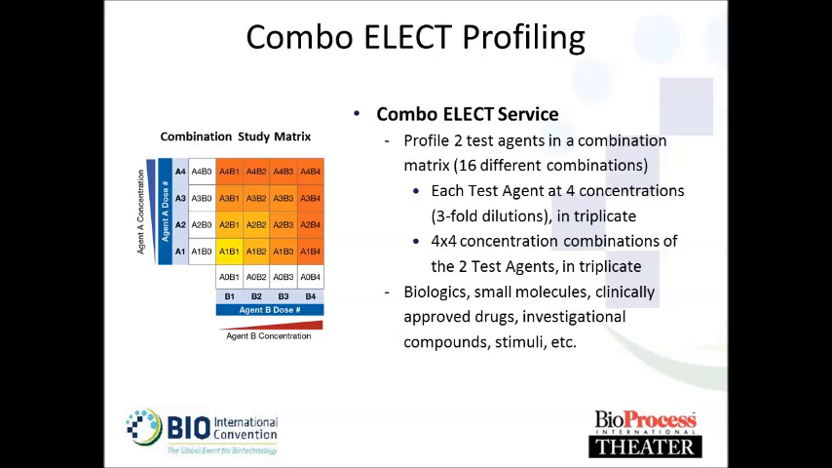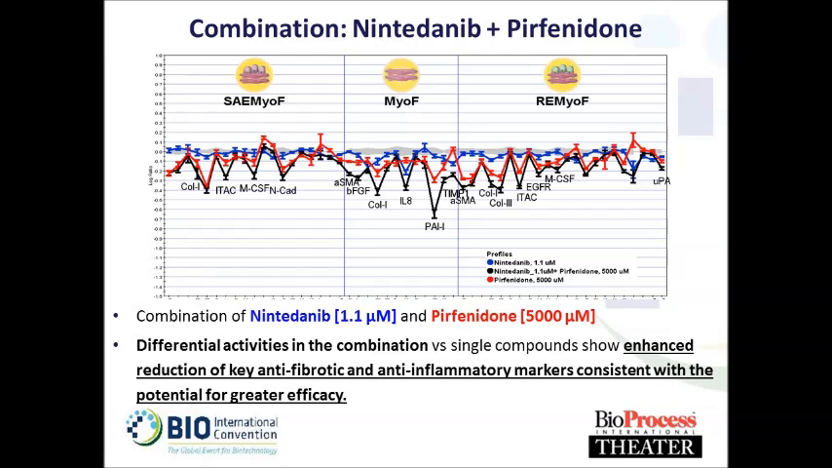Are they synergistic, potentiated, negatively interacting, etc.? And these can be anything, a small molecule and a biologic, a stimuli and a test agent, etc. And that data is shown here for the combination of Nintedanib and Pirfenidone. So again, the BioMAP systems across the top here, this is the small airway epithelial cells co-cultured with myofibroblasts. The profile from Nintedanib, this is a lower concentration that I showed previously, is shown in blue, and Pirfenidone at the 5 millimolar concentration in red.